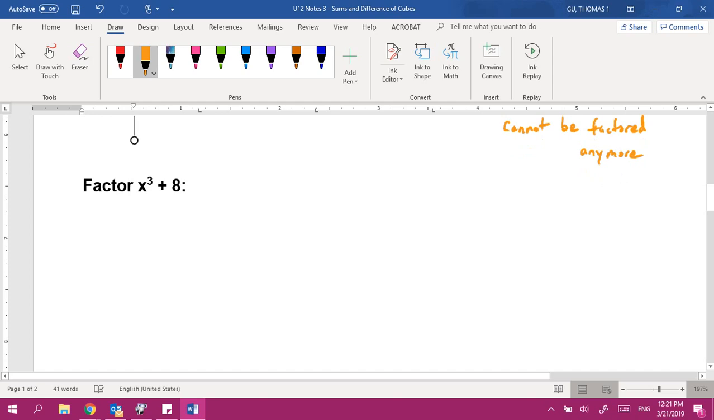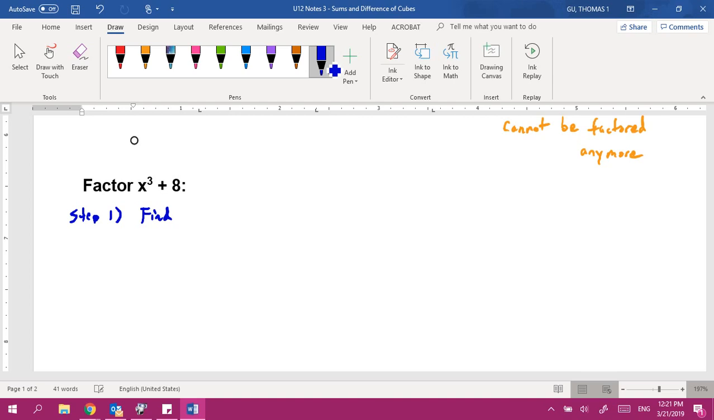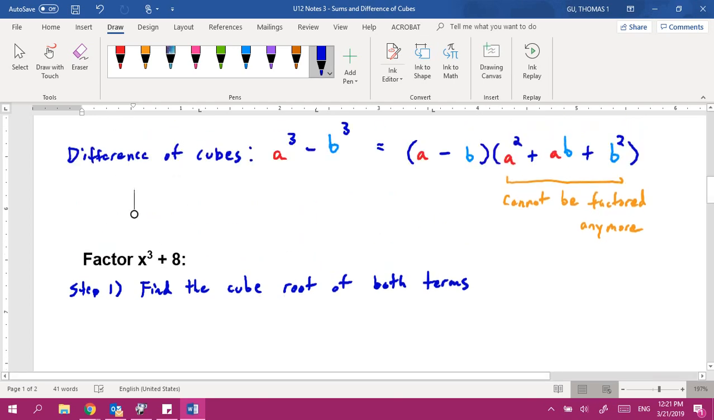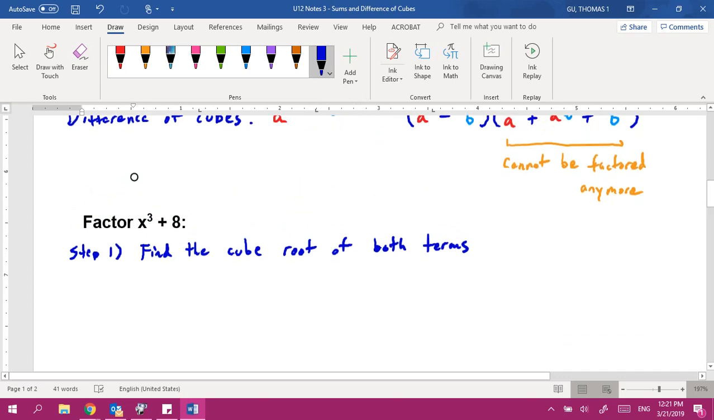All right, so there's two steps here. First, step 1 is we're going to find the cube root of both terms. Those two values are going to be our A and our B. You see in our formula we had A and B, right? So our A and B are going to be the cube roots of these two terms.